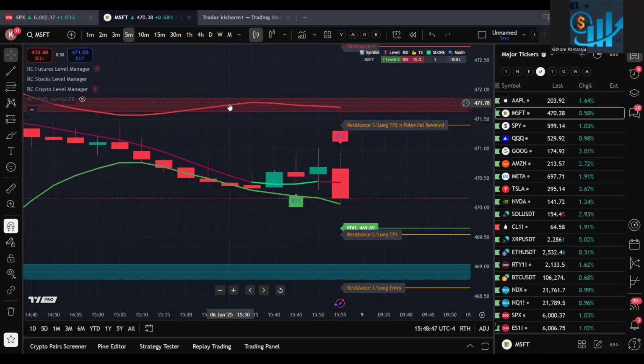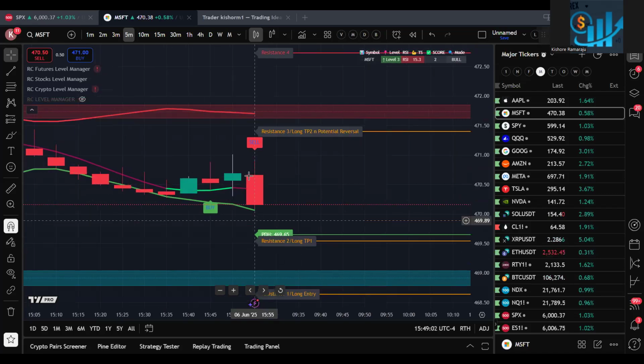In daily, it is bullish. It doesn't mean that in 5 minutes it will keep going up. It will go up, it will come down. It will go up, it will come down. It will always create higher highs, higher lows, higher highs, higher lows. So whenever it creates a higher low, we will go. We can take calls for Microsoft tomorrow morning.